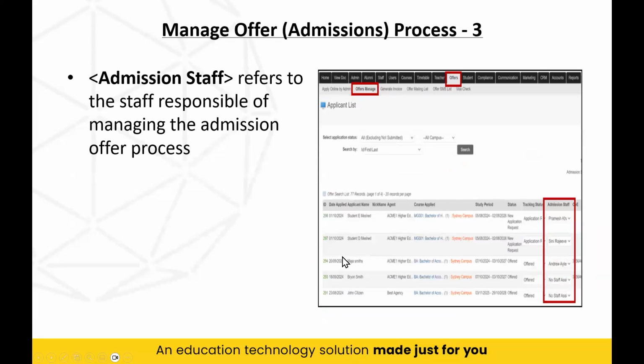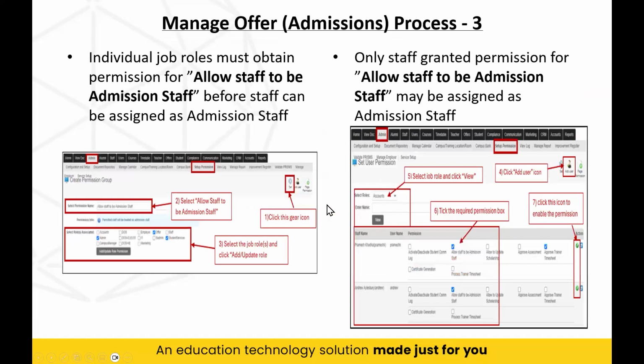The next part, next to tracking status, is admission staff. This is very helpful, as we actually know who is assigned to which application. This way, everyone has ownership of certain applications, and we know who to follow up with if we need to do some following up. I will also show you how to set up the admission staff.